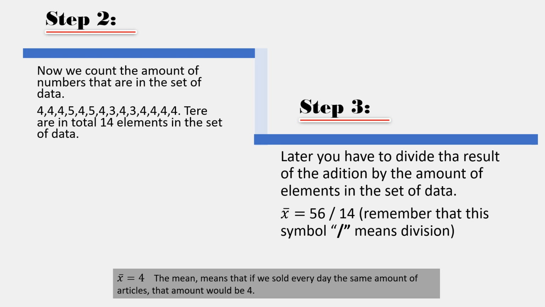Okay, the second step. Now we have to count the amount of numbers that were in the set of data. And if you count all of those numbers, there are 14 elements. And that 14 and the previous 56 that you found in the first step have to be used in the third step, which is dividing the addition, the sum, by the total amount of elements that are in the set. So 56 divided by 14, and that is 4. And 4 is actually the mean of that data set.